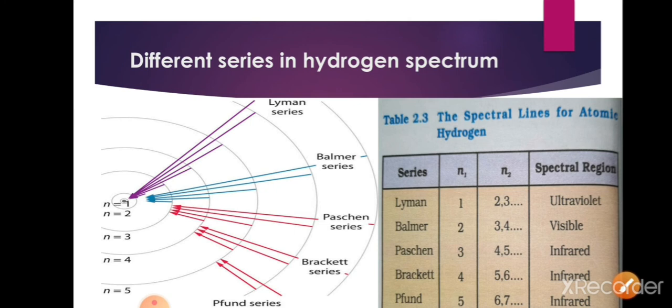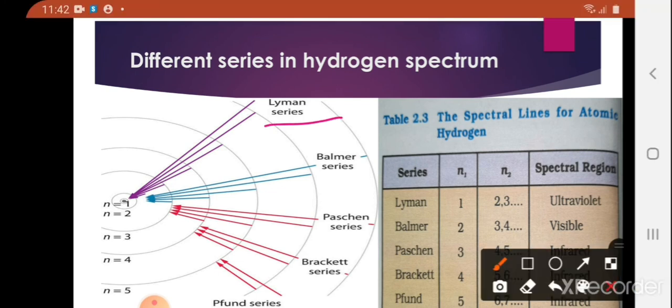These are the different series of the hydrogen spectrum. Here you can see the Lyman series, Balmer series, Paschen series, Brackett series and Pfund series. These are named after the discoverers. The first 5 series of lines that correspond to n1 equal to 1, 2, 3, 4, 5 are known as the Lyman, Balmer, Paschen, Brackett and Pfund series respectively.